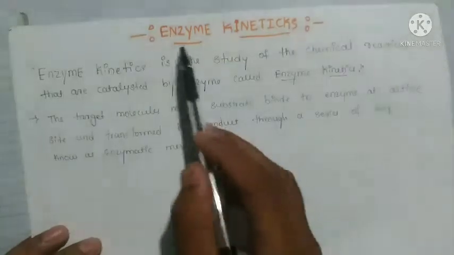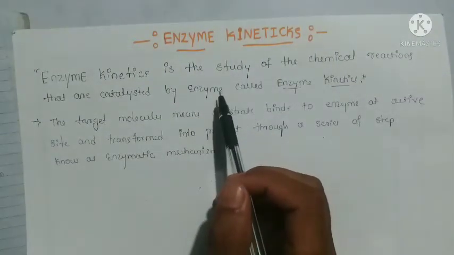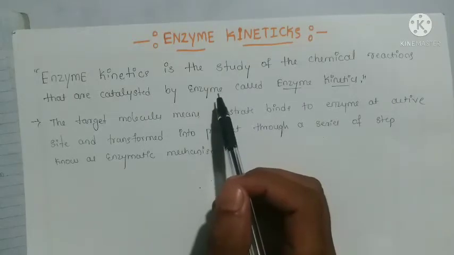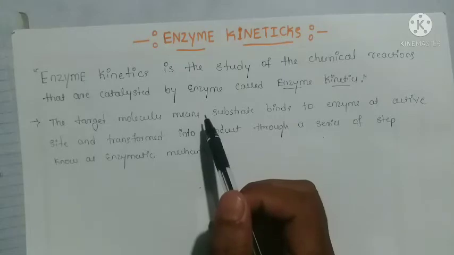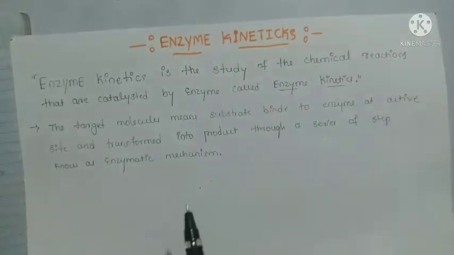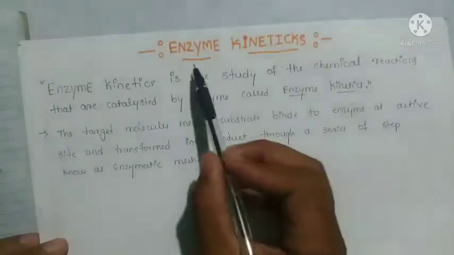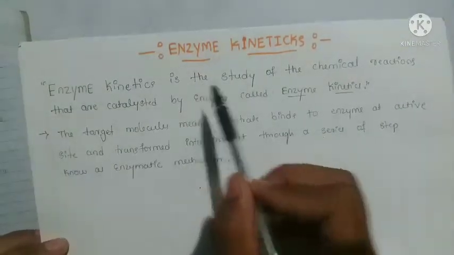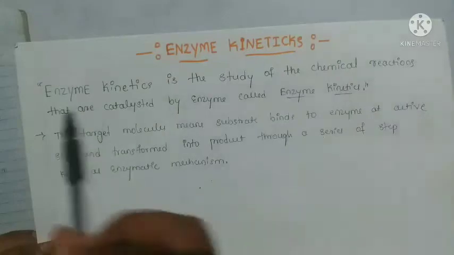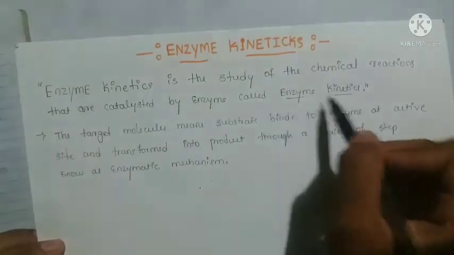In enzyme kinetics, the main important points are the definition, the factors affecting the rate of the reaction, the Michaelis-Menten equation and the Lineweaver-Burk equation. Let us see them one by one. First, enzyme kinetics: the study of chemical reactions that are catalyzed by enzymes is called enzyme kinetics.